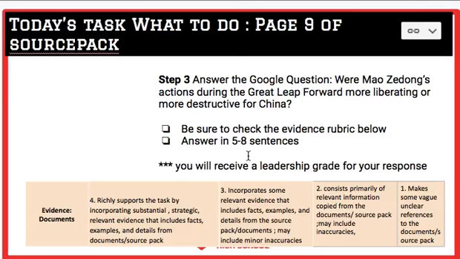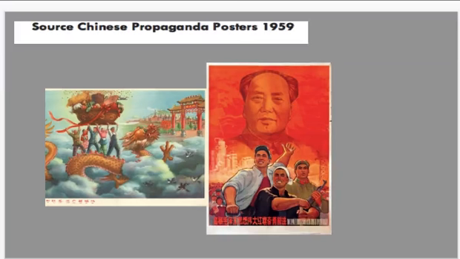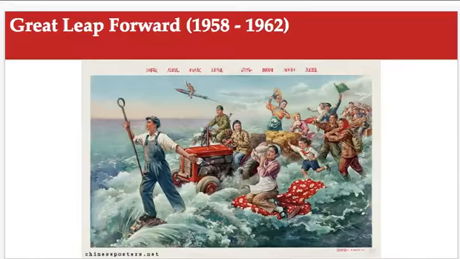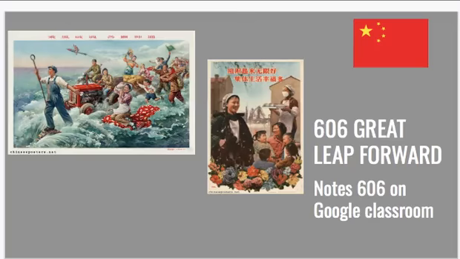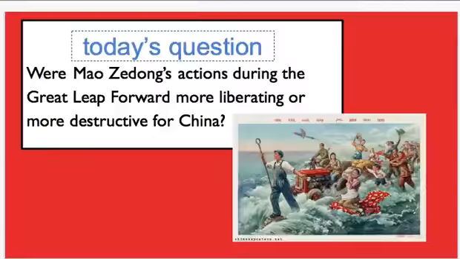Here is a quick, as Mr. Francis would call it, Easter egg. If you can tell me what was Mao Zedong's profession before he was a revolutionary, I will give you 5 House Cup points.